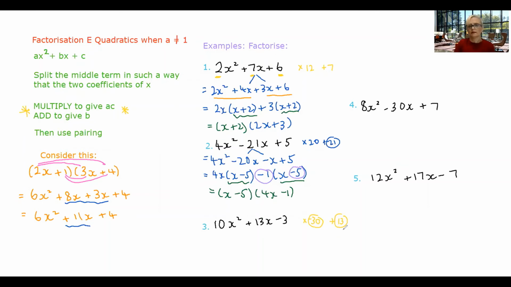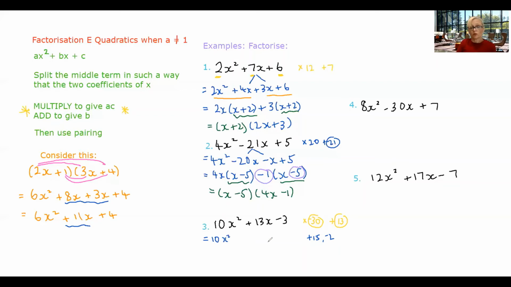Well, thinking about our factors of 30 that are 13 apart, how about 15 and 2? And because we want to end up with a positive 13, if we do positive 15 and negative 2, that will work. They will multiply to give negative 30 and they will add to give 13. So let's do that.